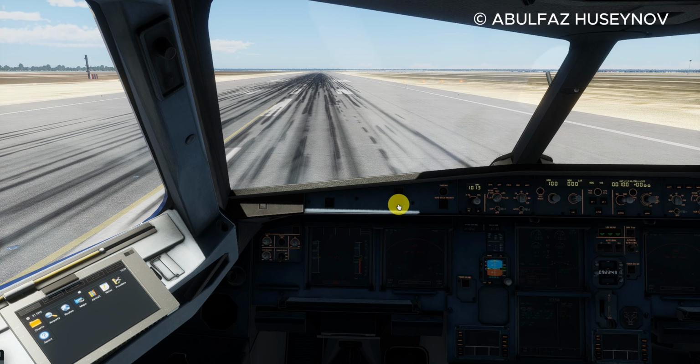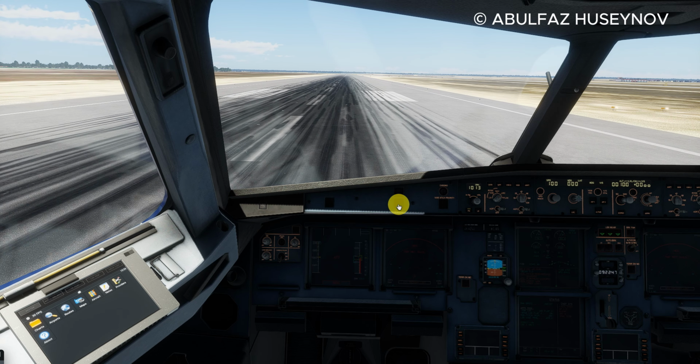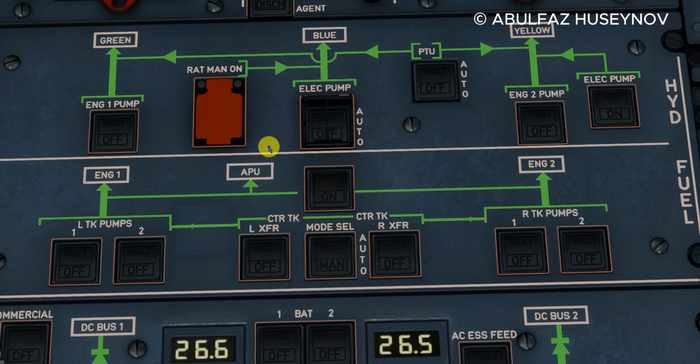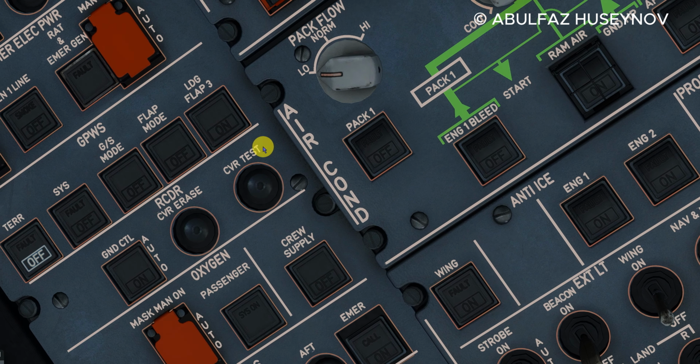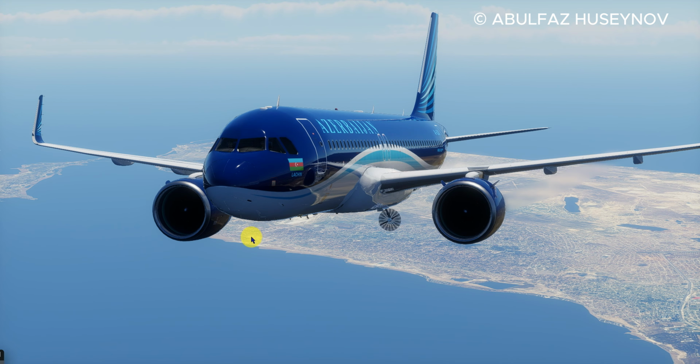Now let's talk about the Ram Air Turbine, or RAT. This small turbine deploys from the fuselage in case of emergency to provide hydraulic and electrical power if the main engines and auxiliary power unit fail. I'll demonstrate how the RAT deploys and operates during emergency procedures.